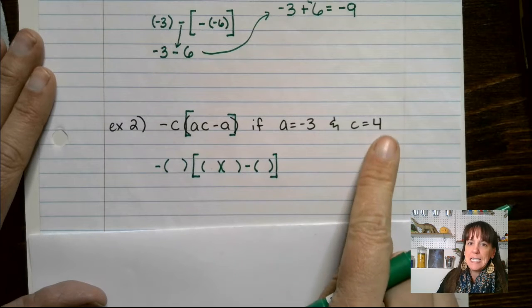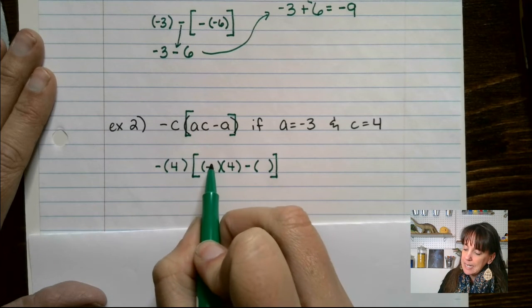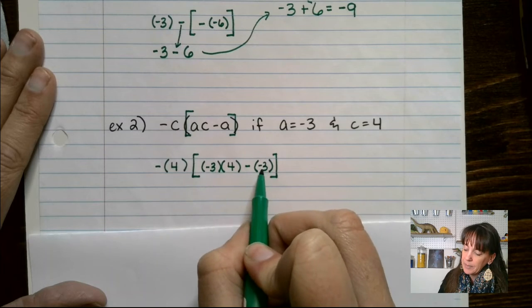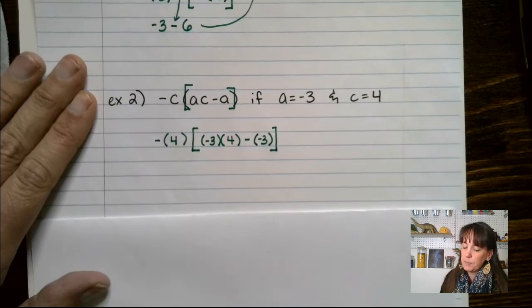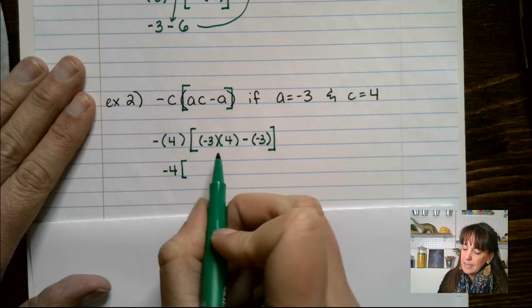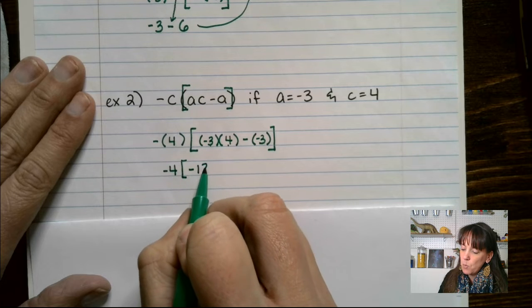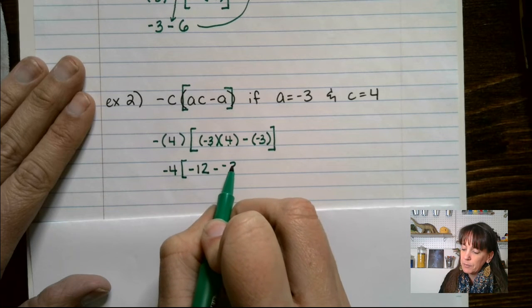All right, so c is 4. So that's going to go here and here. And the other one is -3. a is -3. All right, now we're ready to clean this up a little bit. So -4 brackets, -3 times +4 is going to give us -12 minus -3.